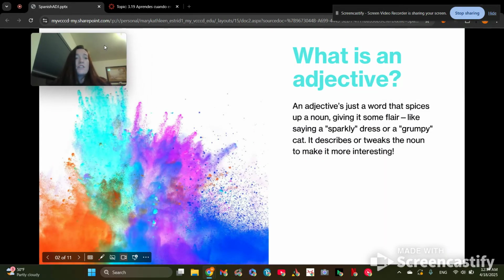What is an adjective? So an adjective is just a word that spices up a noun, giving it some flair, like saying a sparkly dress or a grumpy cat. It helps to describe the scene. It tweaks the nouns to make them more interesting.